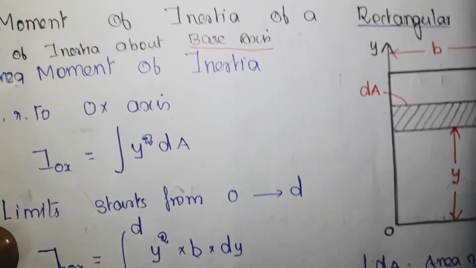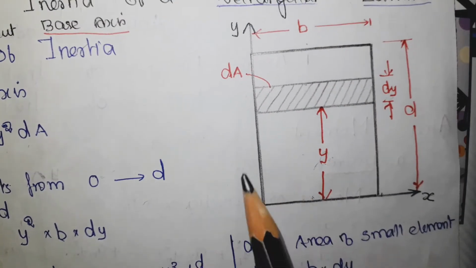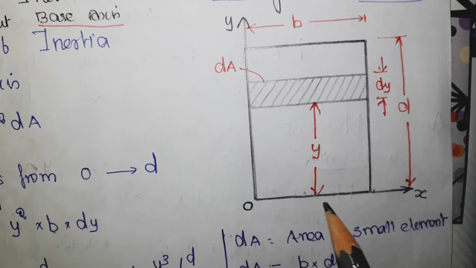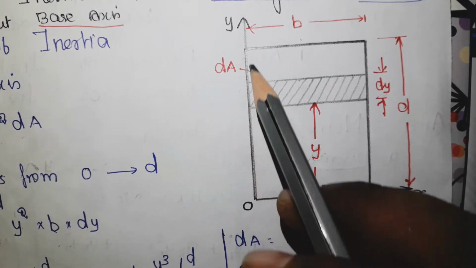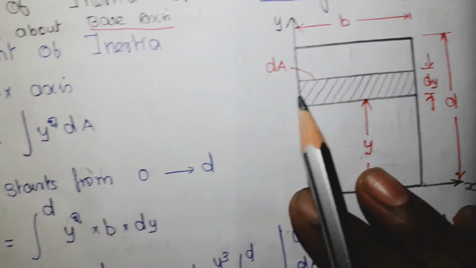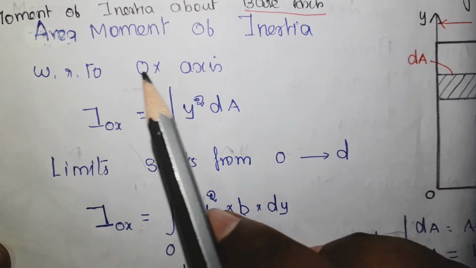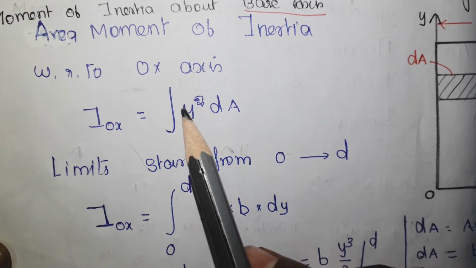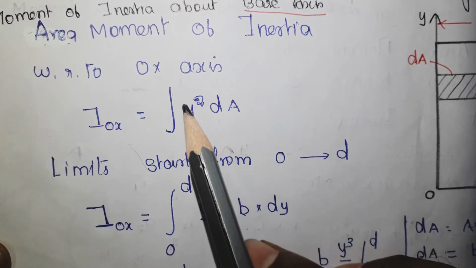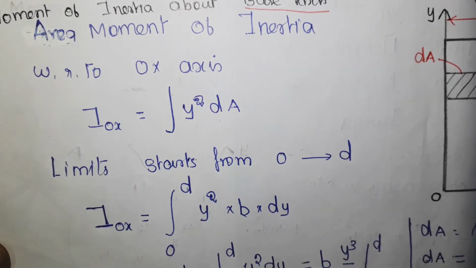Base axis is a simple Cartesian coordinate system where O is the origin, this is the x-axis and this is the y-axis. Now let us go to the derivation. Area moment of inertia with respect to x-axis is equal to integration of y square dA. So we already discussed this formula.